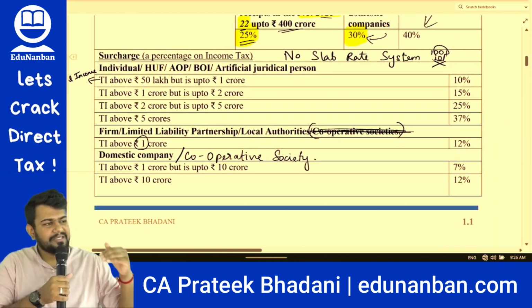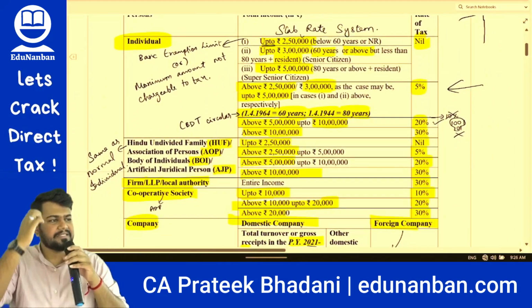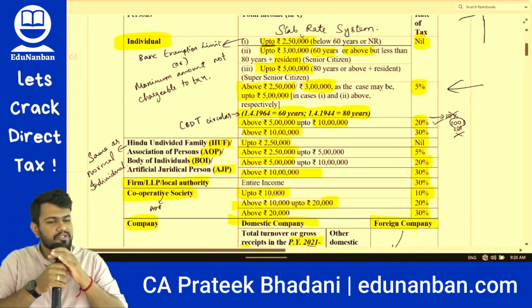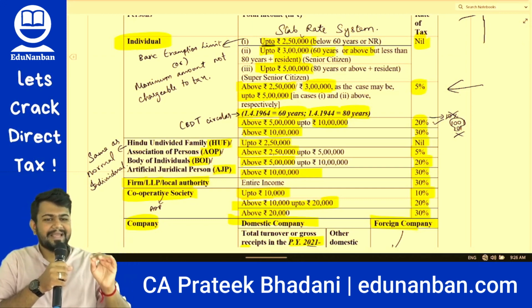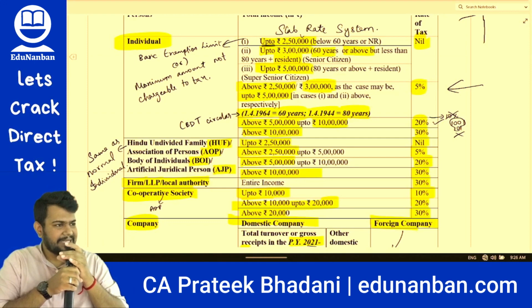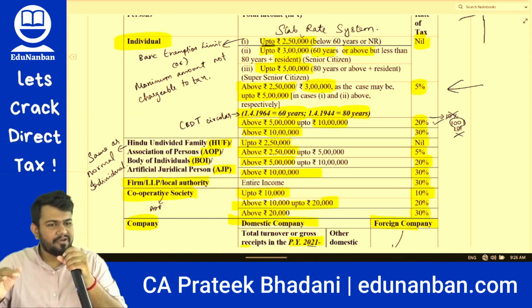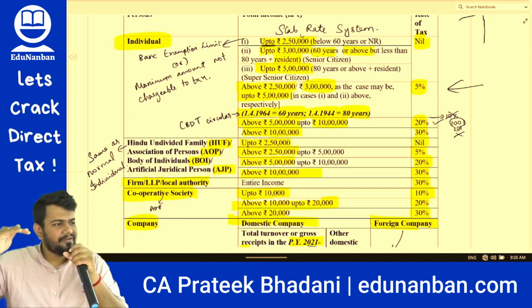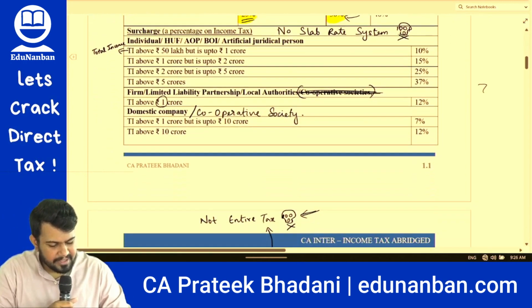Now let's come to surcharge. First and foremost, one point about the tax rate is that the tax rate system is a slab rate system. So every individual, irrespective of their income, will get the benefit of the slab rates. So even if I am earning 2 crores, I will get the benefit of the 2,50,000 slab, 5 lakh slab, 10 lakh slab, etc. Hence it is a slab rate system.